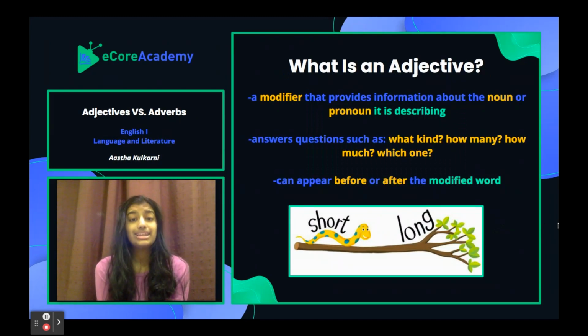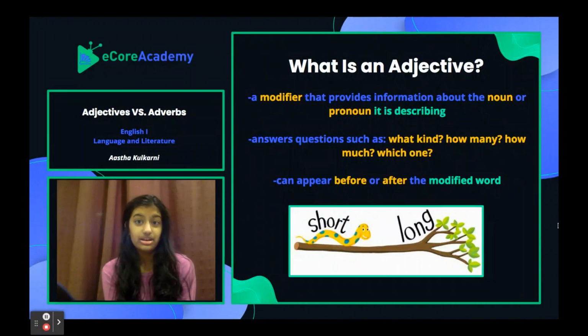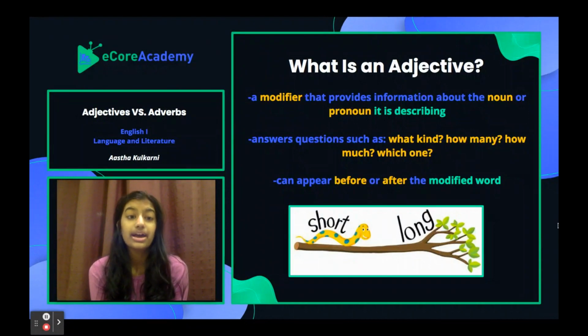First off, what is an adjective? An adjective is a modifier that provides information about the noun or pronoun that it's describing. So this is important. An adjective usually describes a noun or a pronoun. And that's one of the main differentiating factors, because adverbs describe a variety of more things, which we will see in the slide about adverbs. But I just wanted to quickly point that out. It answers questions such as what kind, how many, how much, and which one. It's not limited to these questions, but if you use a basic or well-known adjective, it's likely that it answers one of these questions.